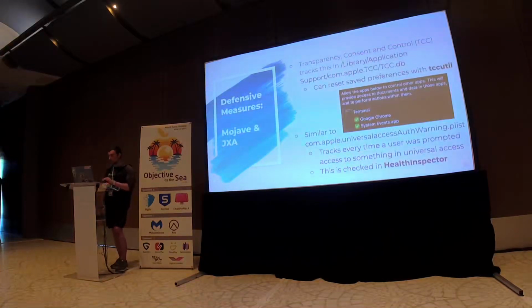This is kind of similar to the universal access auto warning plist. This is something that Health Inspector will go through and parse for you as well. This one gives you an idea of which programs have ever prompted for access into universal access. It doesn't tell you whether they were approved or denied, but just gives you a running list of everything that ever prompted for access.